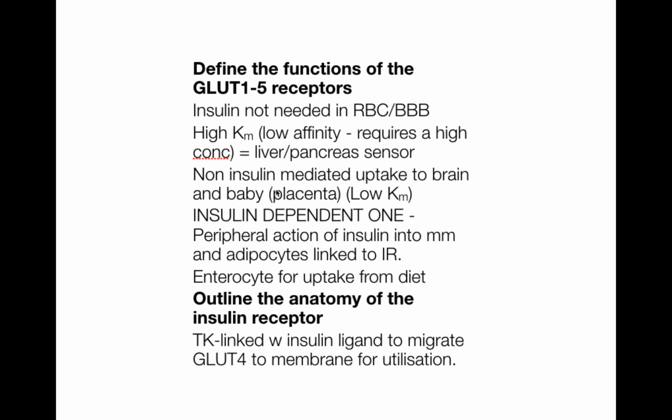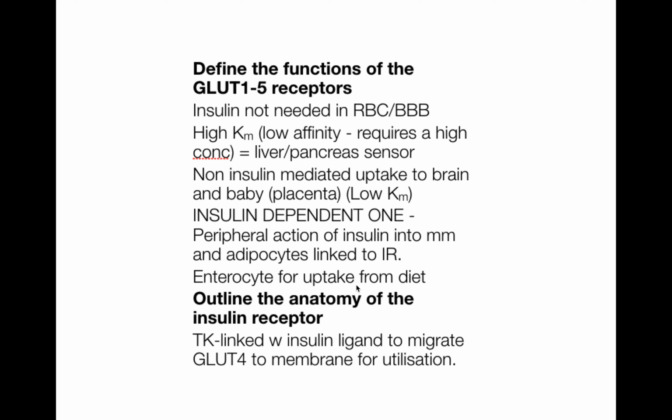So there's a high affinity in the brain and in the baby because the brain cannot store glucose, so it has to suck it all up. The placenta is growing, so it has to suck it all up. That's GLUT3. GLUT4 is the insulin-dependent one, which is often a question because it's the key insulin-dependent one, right? So peripheral action of insulin binds to it, activates GLUT4, and then the muscles and adipocytes can take in the glucose for the metabolic functioning or for storage, right?